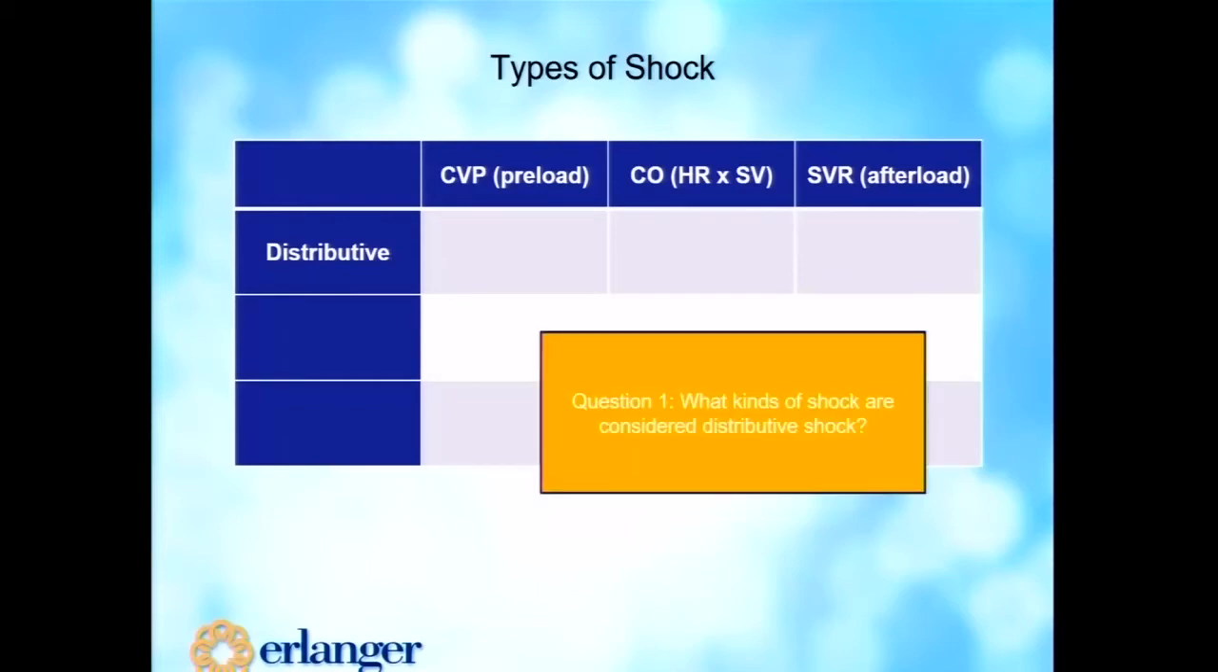So what kinds of shock are considered distributive shock? Yes, septic shock is the big one. You can also have vasoplegic shock, which can happen in patients after cardiothoracic surgery from being on bypass. And then anaphylactic shock also falls into this category.